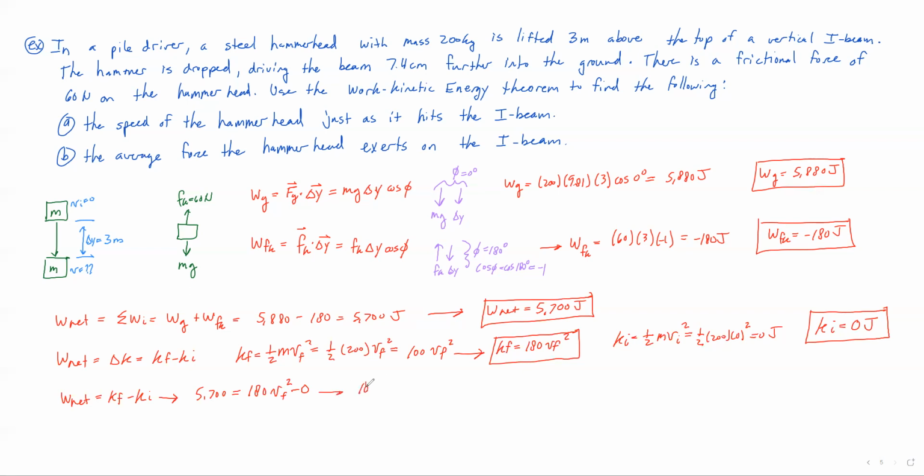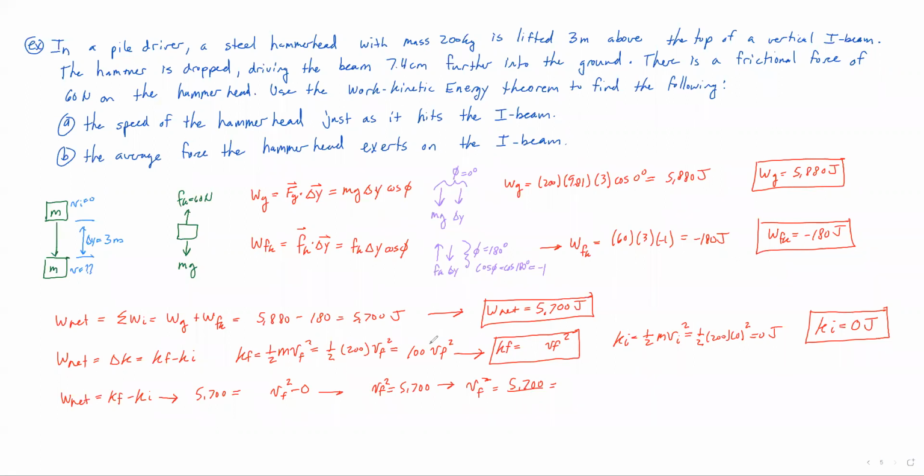So I have 180 Vf squared equal to 5,700. So Vf squared is equal to 5,700 divided by 180. When I multiply that out, oh, it's not 180. My apologies. It's not 180, it's 100. I miswrote that. Let's fix it quick, because that will throw our answer off and then I won't know why.